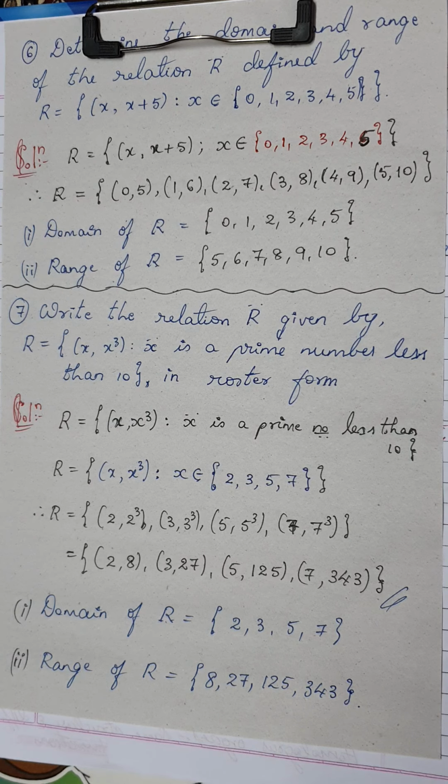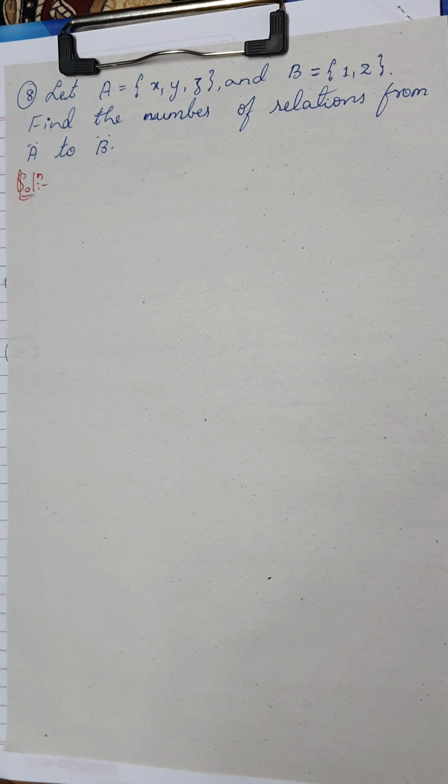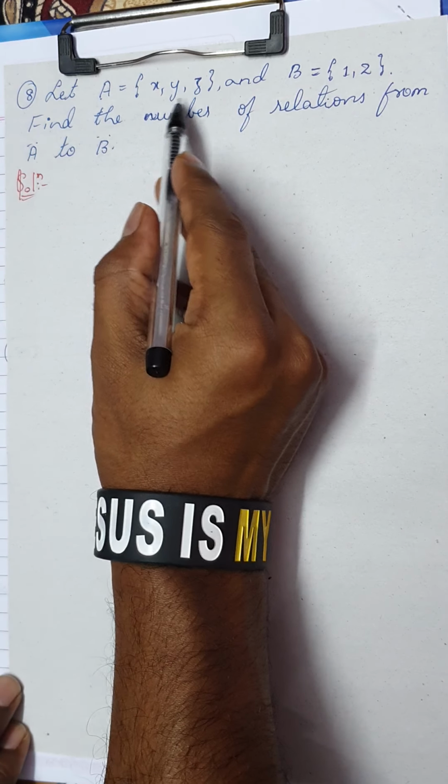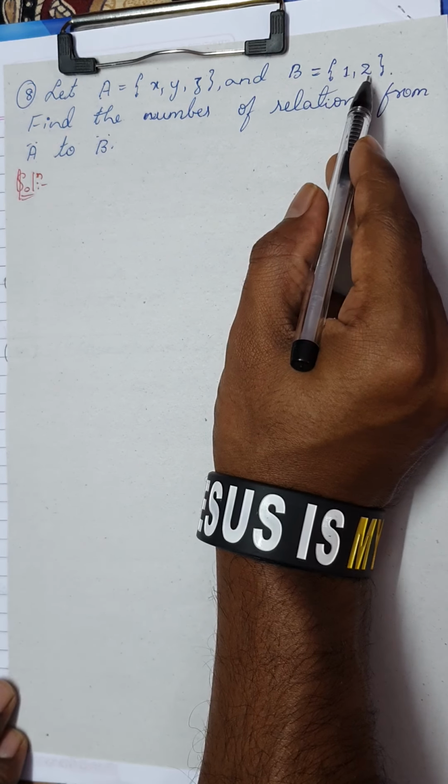Let's go on to question number 8. So here comes the question number 8. Let A is equal to {x, y, z} and B is equal to {1, 2}.